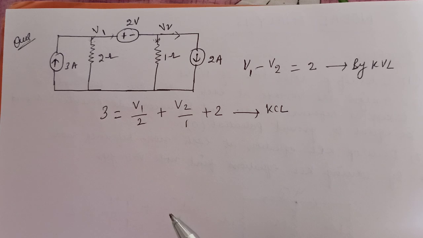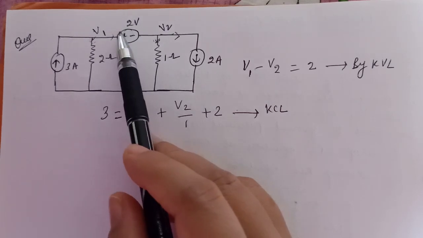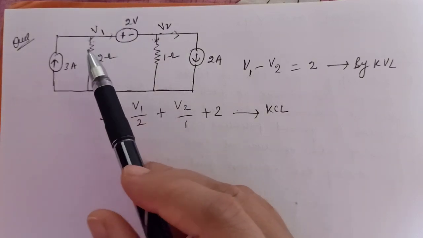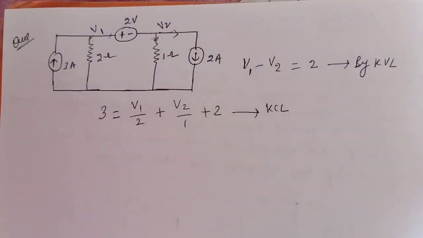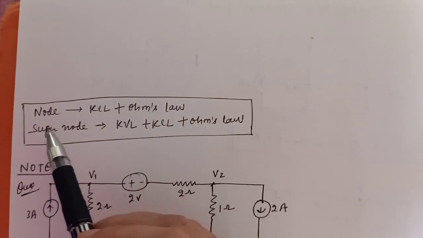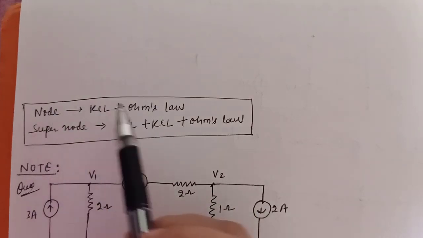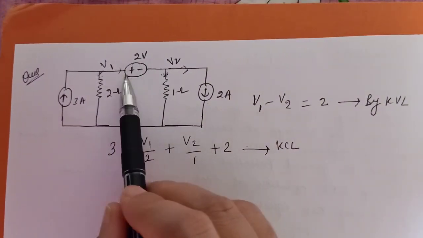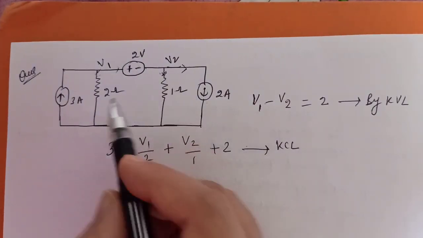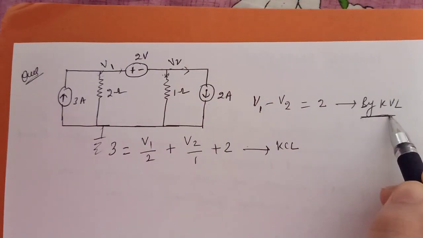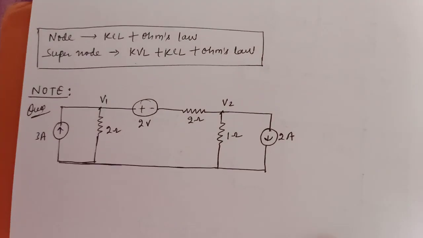So you have to remember that whenever an ideal voltage source is present or connected between two non-reference nodes, it is easy to get the solution by using the supernode technique. And in the supernode technique, you have to use KVL plus KCL plus Ohm's law. But for the node technique, KCL plus Ohm's law only. So you have to remember this whenever an ideal voltage source is present between two non-reference nodes, because this node I have taken as the reference node. So you have to apply KVL also. Clear? Let's move towards the next question.